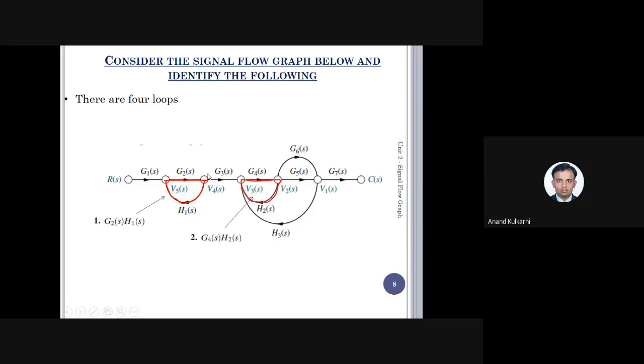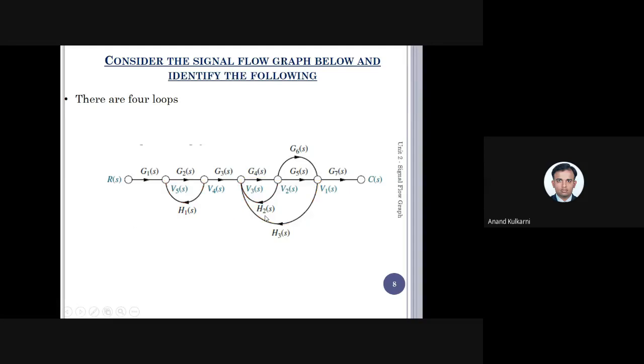There is one more loop, that is G4H2. It started with 4, went to 5, and from 5 it returned to 4. So this is the second loop. There is a third loop, in yellow color, just observe here: 4 to 5, 5 to 6, and 6 to 4. So this is our third loop. There is a fourth loop. Now see here, we are showing it with the pink color. So this is one more loop. Just observe here, 4 to 5, 5 to 6, then 6 to 4. So totally there are 4 loops.